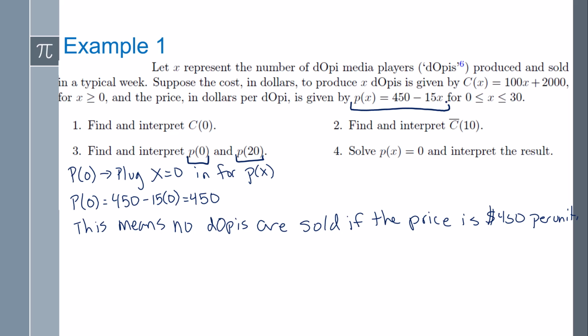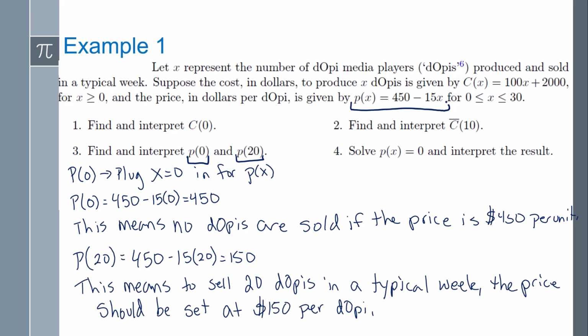Right? So it has that reverse thinking there. So no DOPs are sold if I sell it for 450. If I do 20, that means that to sell 20 DOPs, it's going to have to be 150 per DOP.